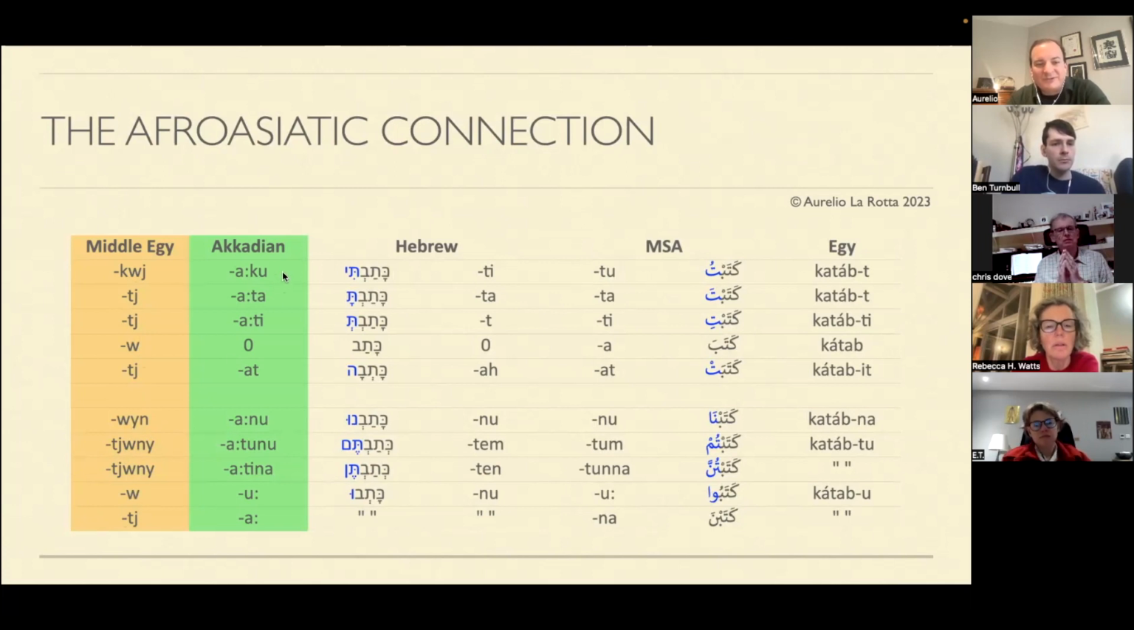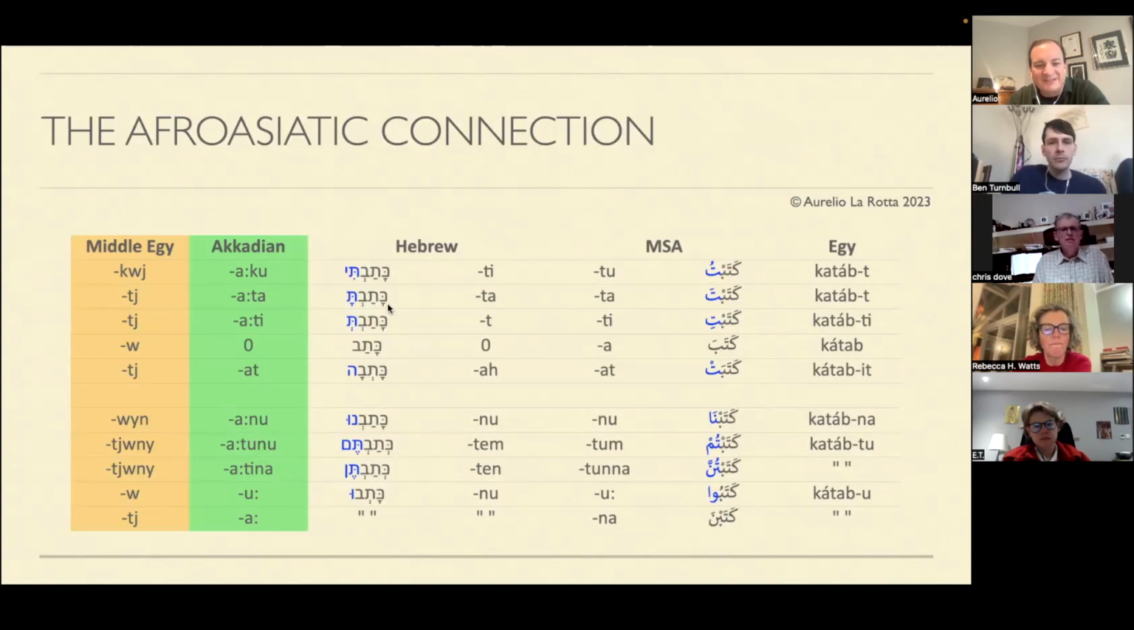Now, the cool thing is, if you look at Akkadian, you can tell that it's pretty much the same thing. Akkadian has a stative. It's essentially a verbal adjective that you put these endings on. And what you can see here is that it's matching almost 100% with what you're seeing in Middle Egyptian. And if we look over to Hebrew, it's almost the same thing.